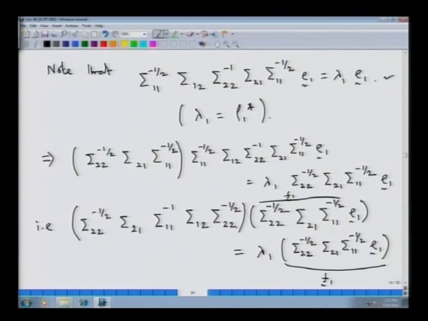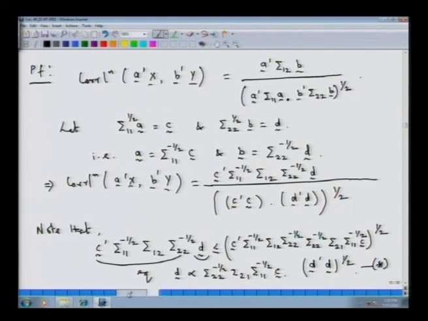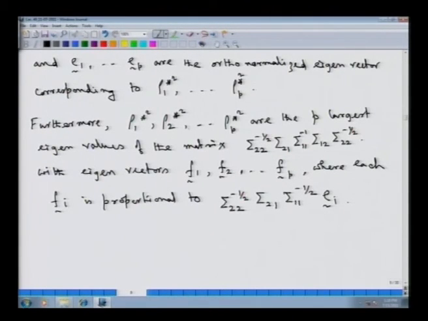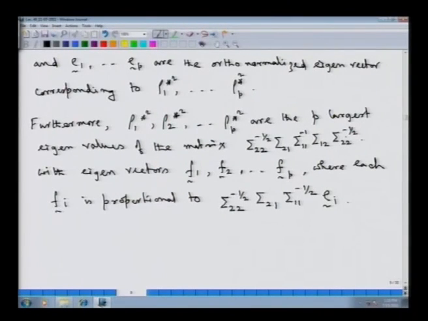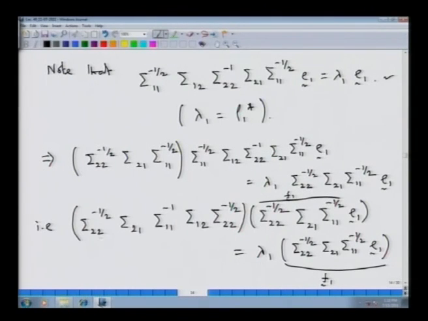That is, this is F1, and if we look at this particular matrix here and go back to the result that we had stated when deriving the first pair of canonical variables, then you will find that this is the matrix that we had talked about at the end of the result, which is that furthermore these are the p largest eigenvalues of the matrix sigma 22 to the power minus half, sigma 21, sigma 11 to the power minus 1, sigma 12, sigma 22 to the power minus half, with these as the eigenvalues, where f i's are proportional to this particular quantity, and that is what precisely we have obtained, that this is the matrix, the eigenvector is F1, which is proportional to this term, that is equal to lambda 1 is rho 1 star times this F1.